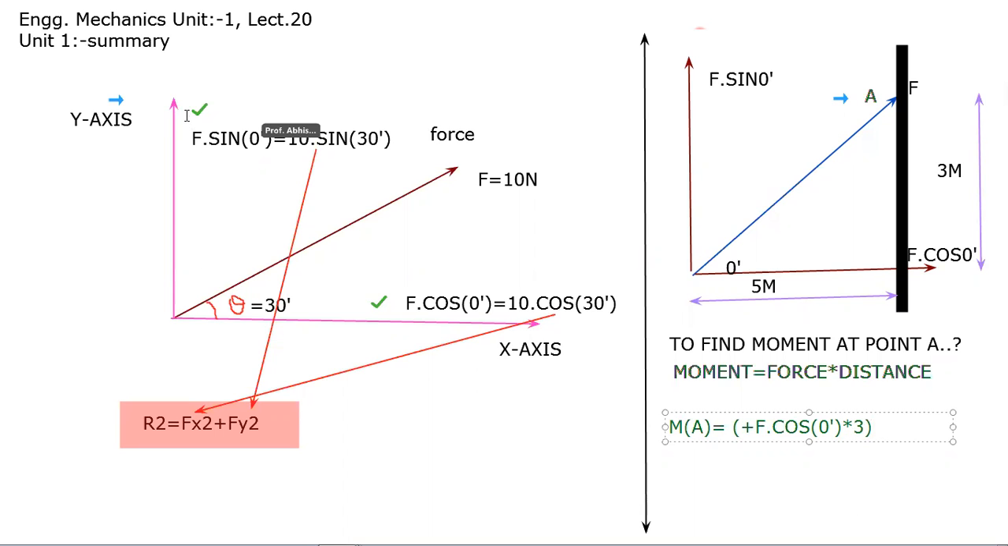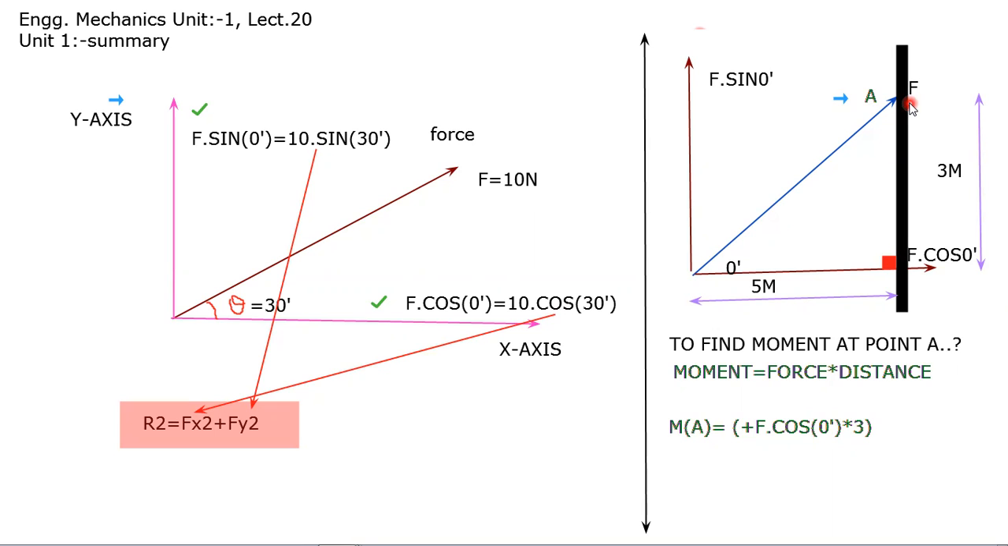So this angle is 90 degrees. This angle is 90 degrees, so the distance is the perpendicular distance. Therefore F cos theta multiplied by 3 meter will be the moment by F cos theta at point A. Moment by F cos theta at point A means the action will be at point A.